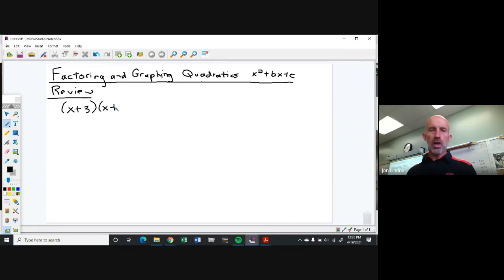X plus 3 times x plus 4. And I was going to use FOIL. Well, we multiply the first terms together. X times x is x squared. We multiply the outside terms together and we get plus 4x. Multiply the inside terms together, plus 3x. And then we multiply the last terms together and we get plus 12. And what we get is x squared plus 7x plus 12.